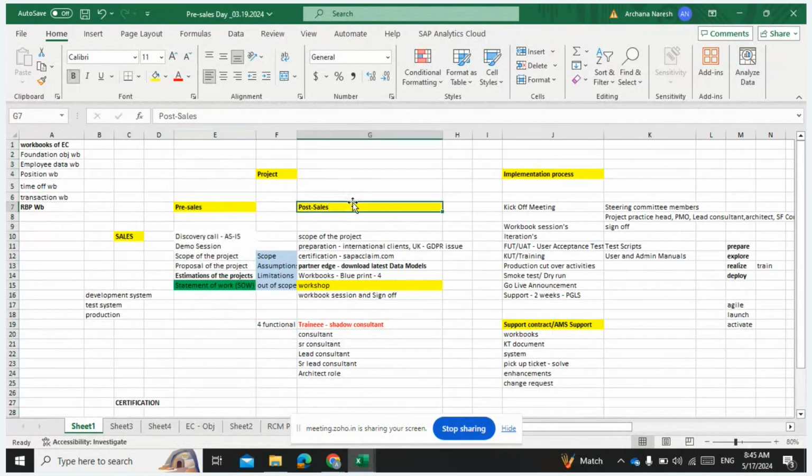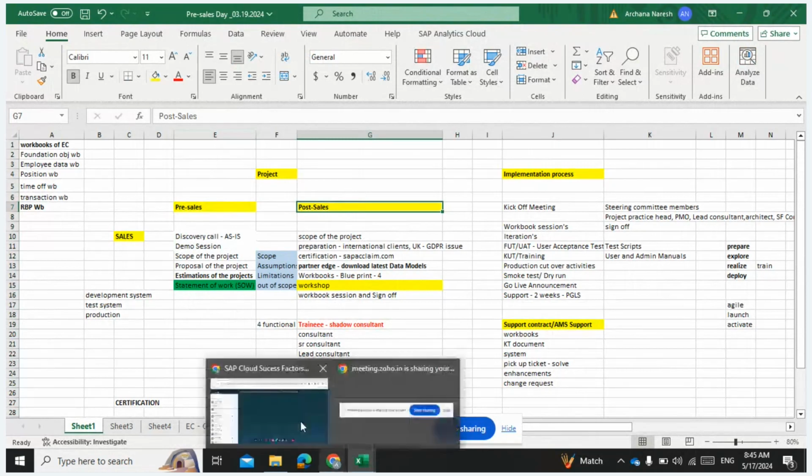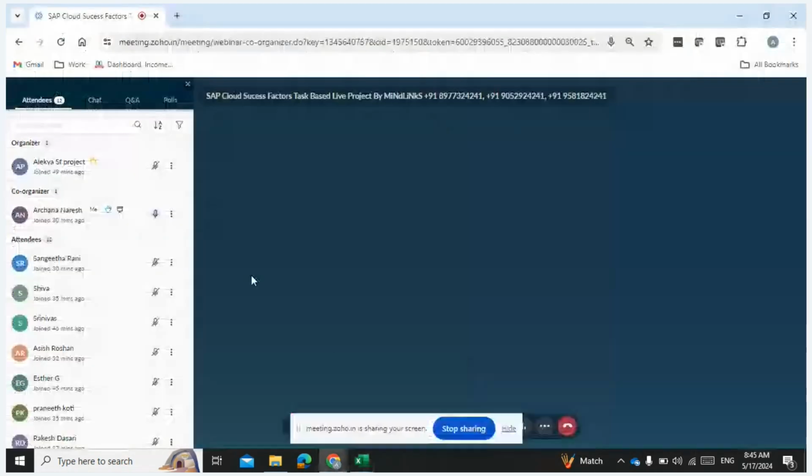Now the project manager will start the allocation of that project to different people, different consultants. Let's say now after the pre-sales is completed, the project is now in a position to assign.